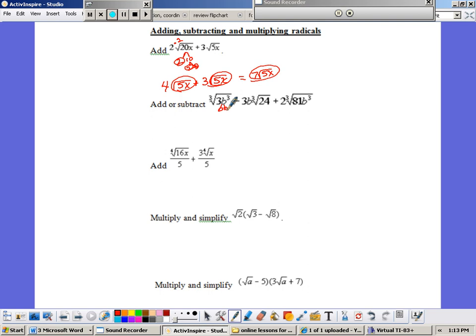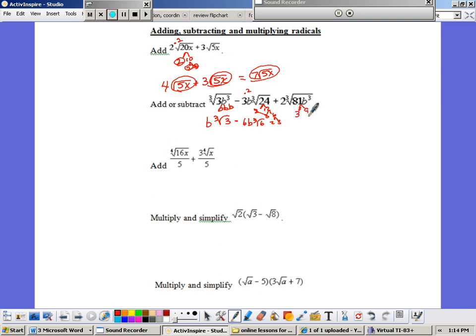The 3 doesn't break down, but I have 3 b's, so b comes out, third root of 3, minus 24 breaks into 2 and 12, 2 and 6, 2 and 3. I have a 2 that can come out, and a 6 that stays in. So 2 comes out, and I get 6b third root of 6.